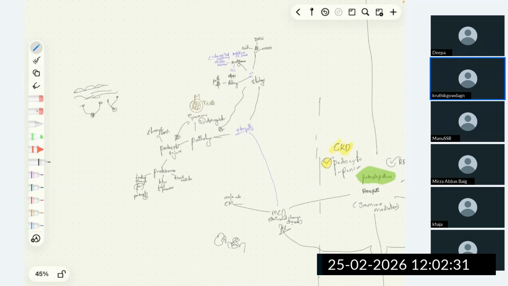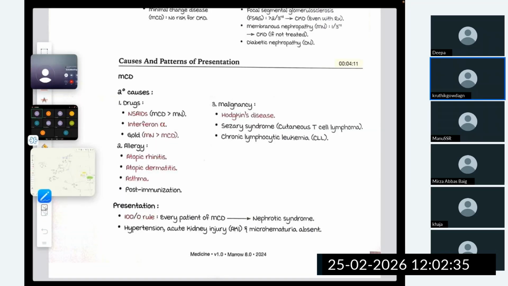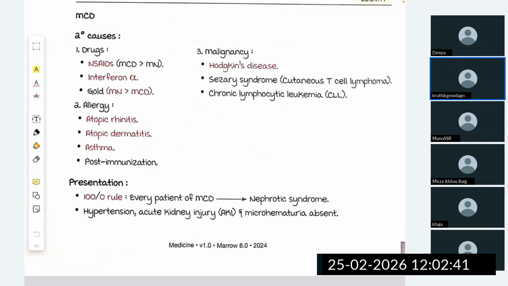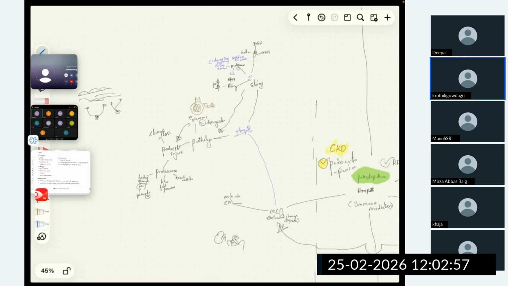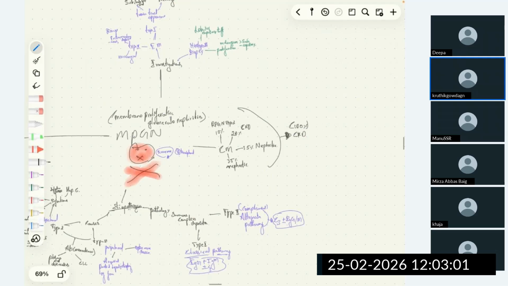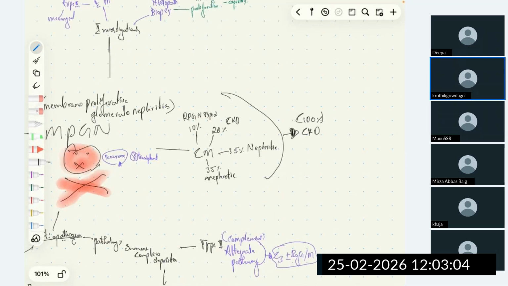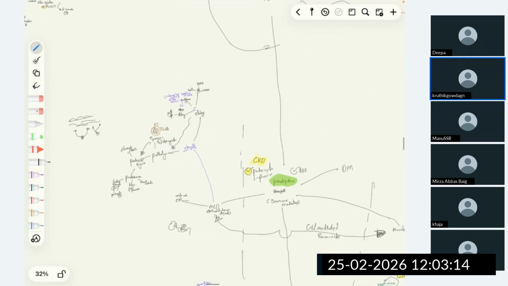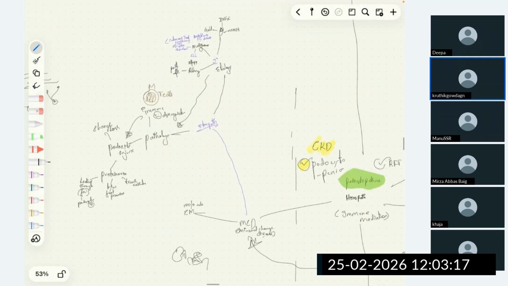Now, what are the clinical manifestations seen in minimal change disease? We have the 100 to 0 rule. Every patient of minimal change disease will have nephrotic syndrome. This rule is mentioned because in other diseases we have the 30-40 rule and some other rules, in FSGS and membranous nephropathy, which means around 10% of patients with membranous nephropathy develop RPGN, 35% develop nephritic and 35% develop nephrotic syndrome. Like this, we have different percentages. But in minimal change disease, 100% of patients will develop nephrotic syndrome. This is a very important point to remember.